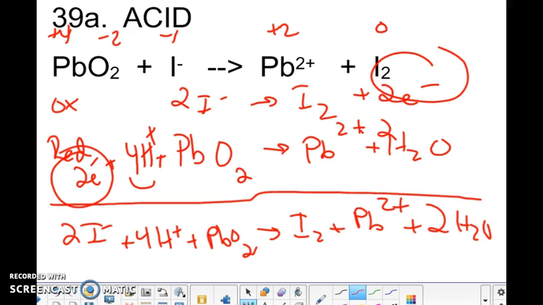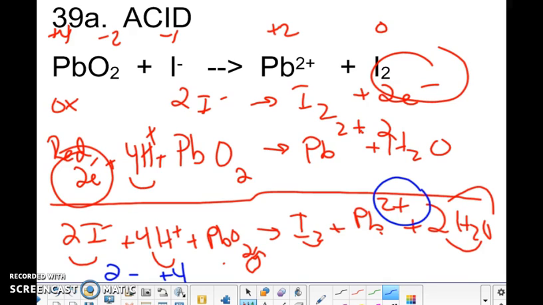And now we just are left with balancing. So I have 2 iodines, 2 iodines. I have 4 hydrogens, I have 4 hydrogens. 1 lead, 2 oxygens, and 2 oxygens. So my atoms are balanced out. Now I'm left with doing charges. I have 2 minus plus 4, so that's equal to positive 2. Over here it's positive 2. My charges all balanced out.